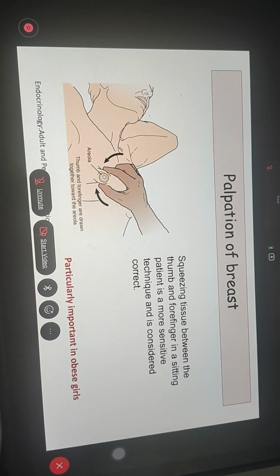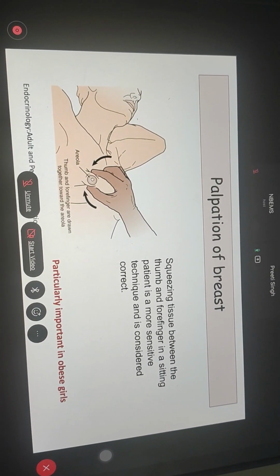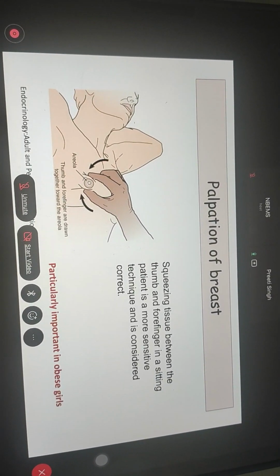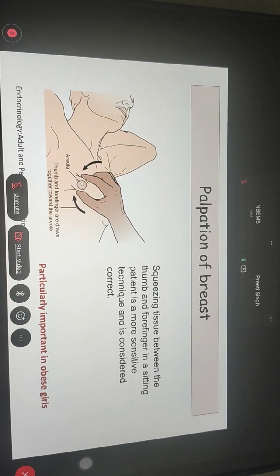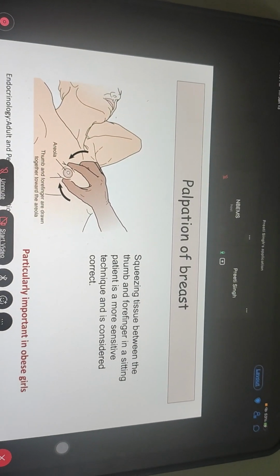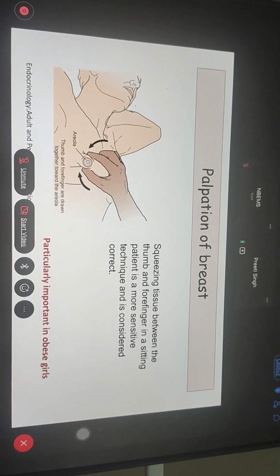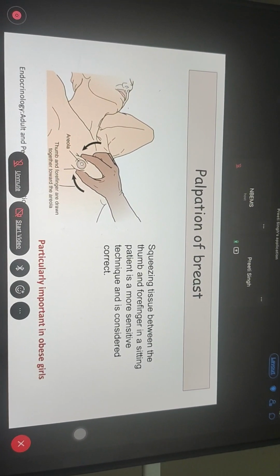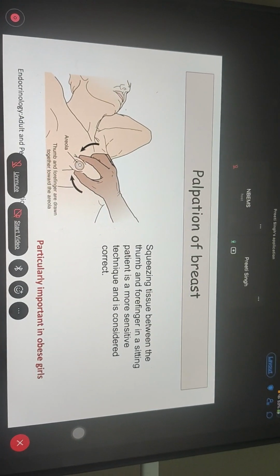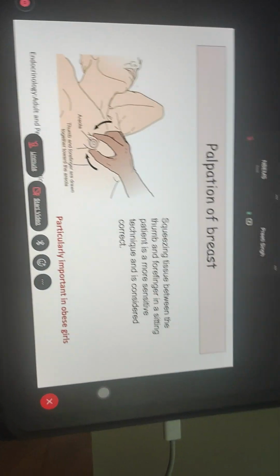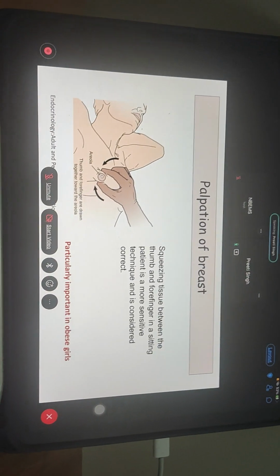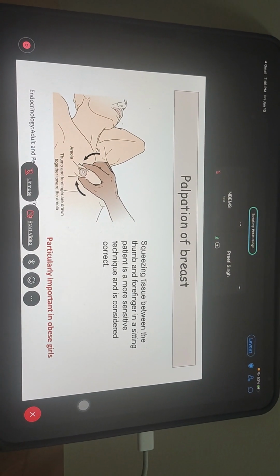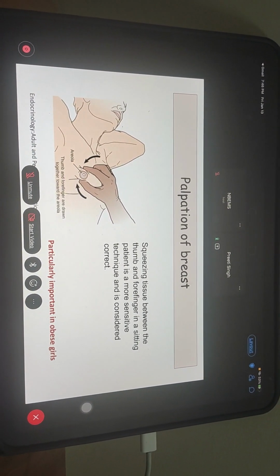And for this, we have to use our forefinger and thumb and try to squeeze the tissue between the thumb and forefinger in a sitting posture, which is considered as the best technique to palpate the breast. So it is very important, specifically in obese girls, wherein lipomastia can be mistaken as breast stage B2. Okay, so palpation of the breast becomes a very important component in the evaluation of puberty.